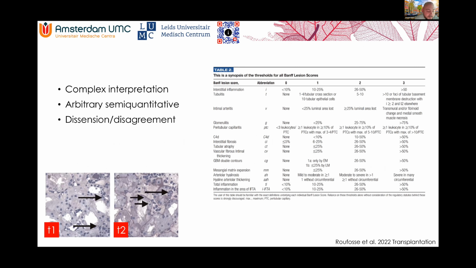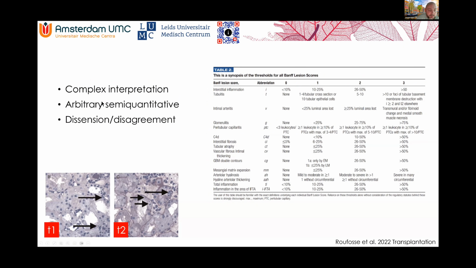So maybe to start off, this is probably familiar for all of you. We are using this BANF classification system to assess all kidney biopsies, basically. We assess multiple lesions in different compartments of the kidney. We grade inflammation, we grade fibrosis, we grade damage on an ordinal scale from 0 to 3, representing these thresholds that you can see here. That is nicely summarized in this paper by Candice.